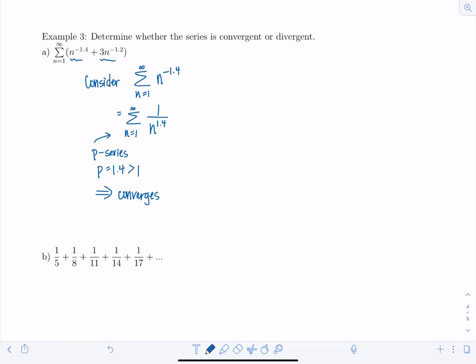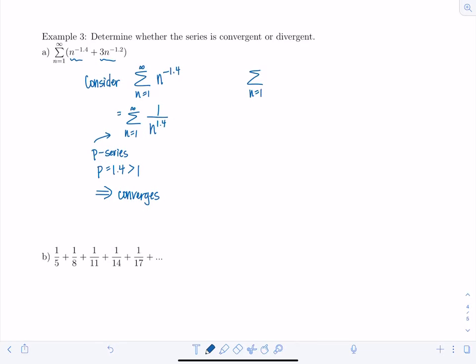So make sure if you're not going to go through the whole integral test, which you really shouldn't, then you clearly state this is a p-series, identify what p is, compare it to 1, and then state your conclusion.